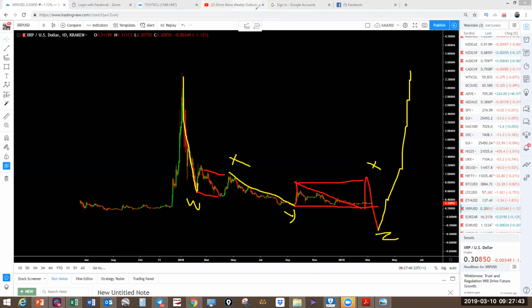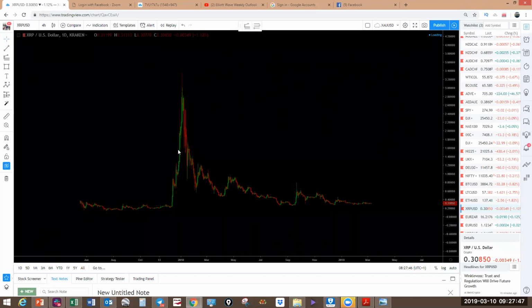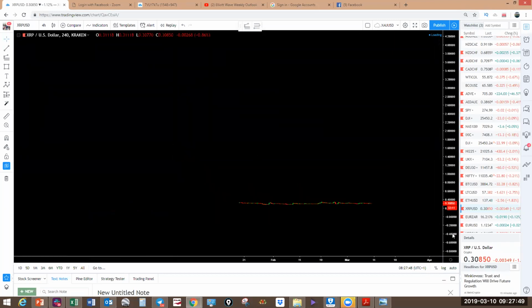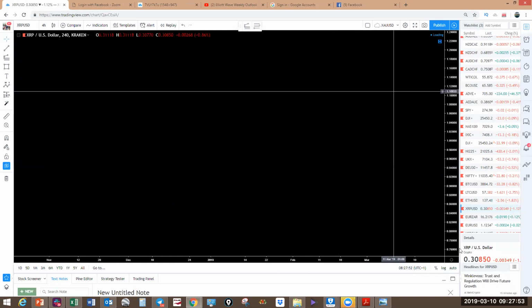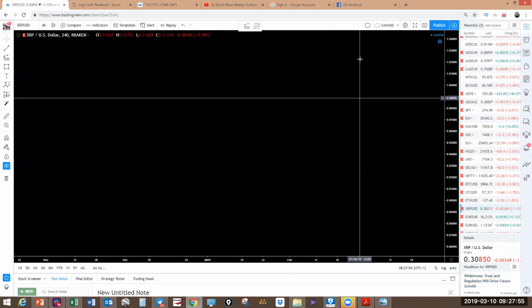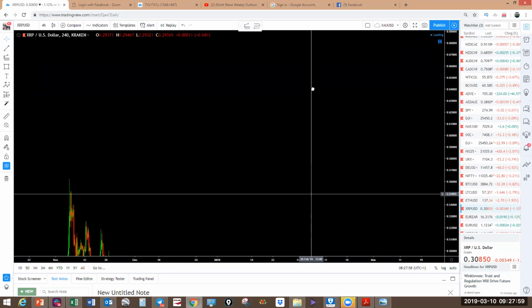Now, if you look in the lower degree on the 4-hour, you'll see that this has just been going sideways, very close to the level that we wanted to go to, but has not touched it yet. And it does not have to touch it. It can even make an explosive move from where it is currently. Let's bring it up.